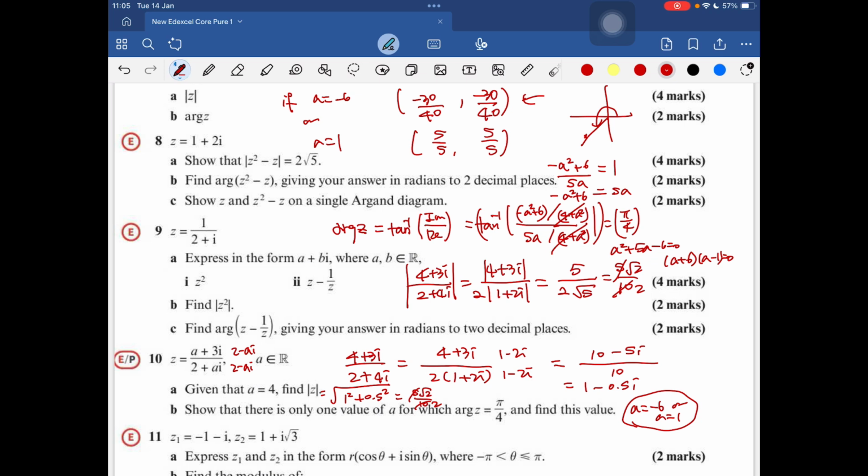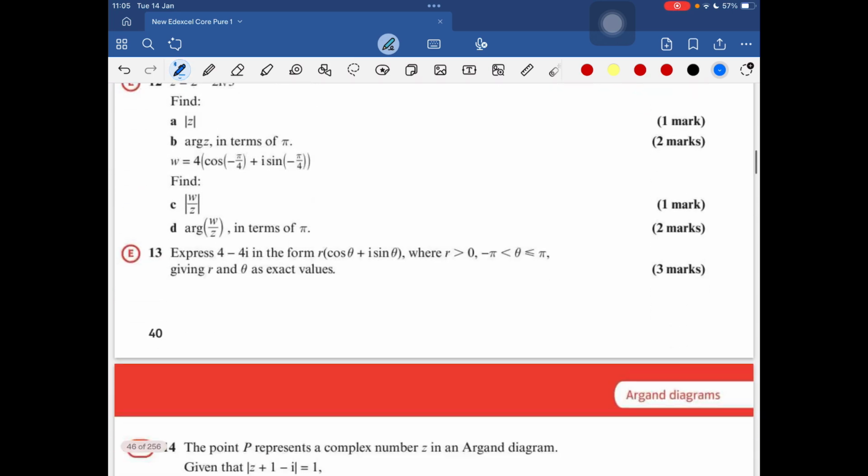the argument with this algebraic method. Because algebraically, the fraction, when we have negative over negative and positive over positive, the result is always the same. But negative over negative is on quadrant 3, and positive over positive is on quadrant 1. So only this has argument pi over 4. This has argument negative 3 pi over 4 or 5 pi over 4. So the only value is a equals 1. You need to show all this reasoning.